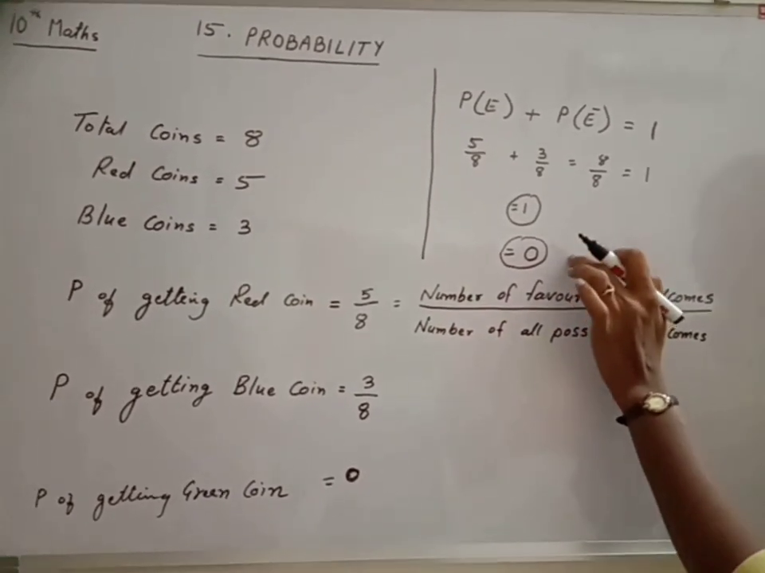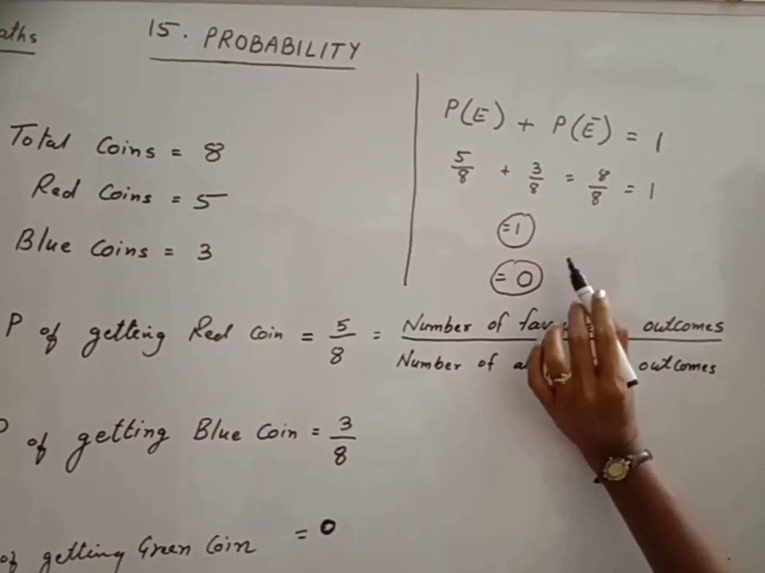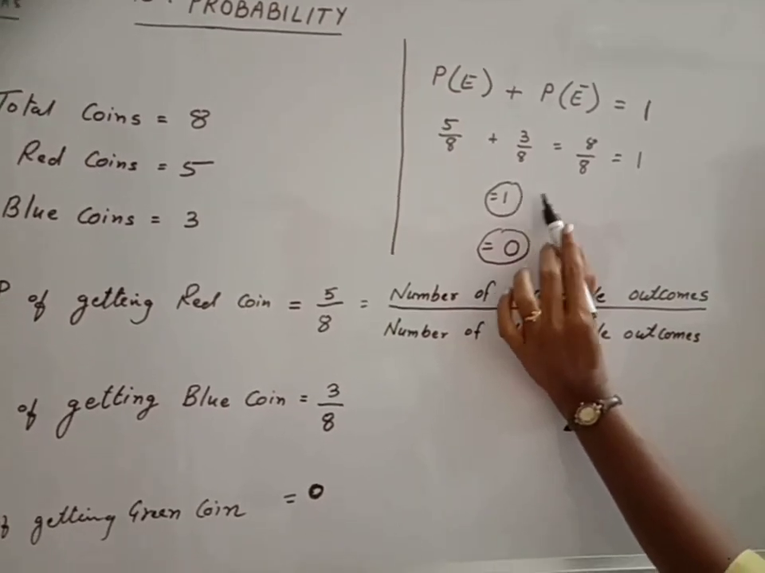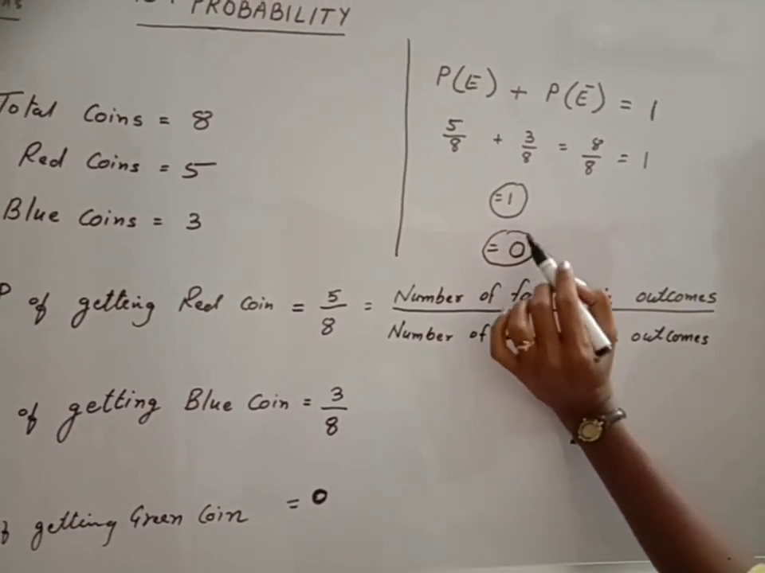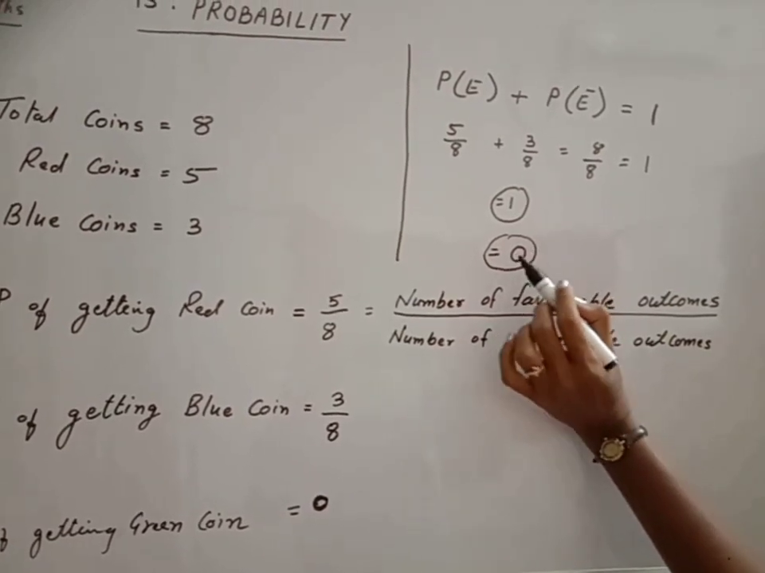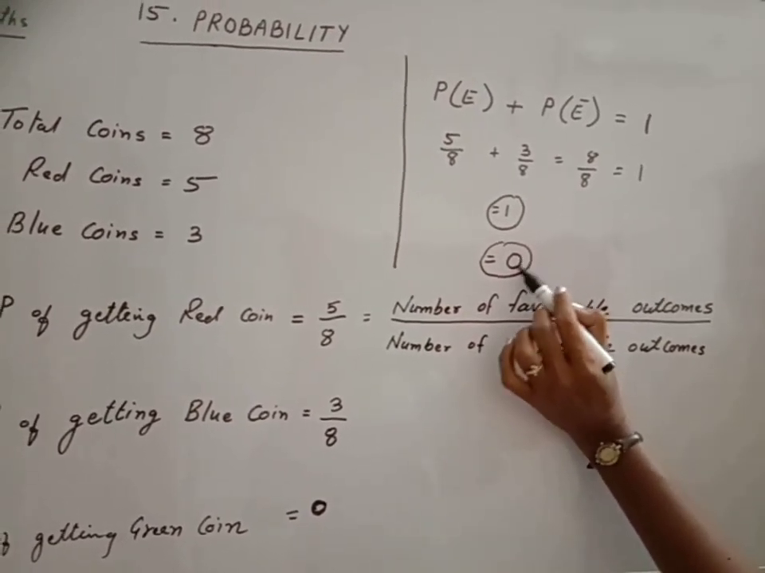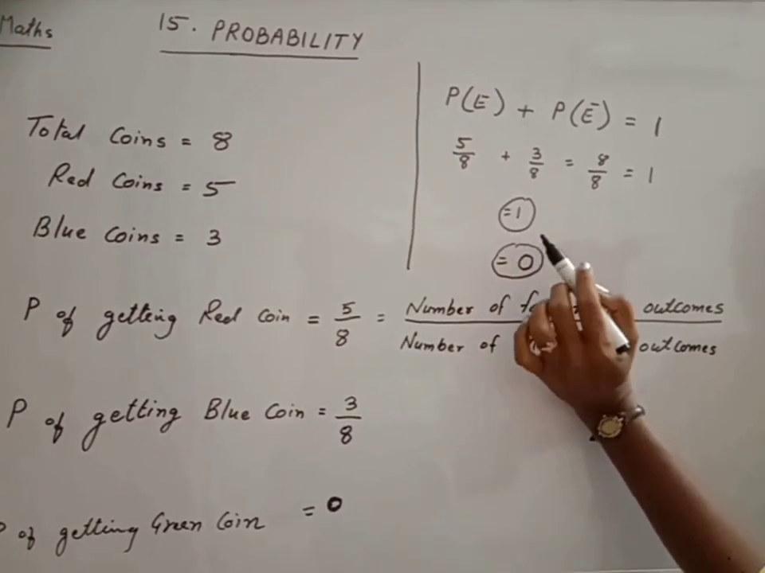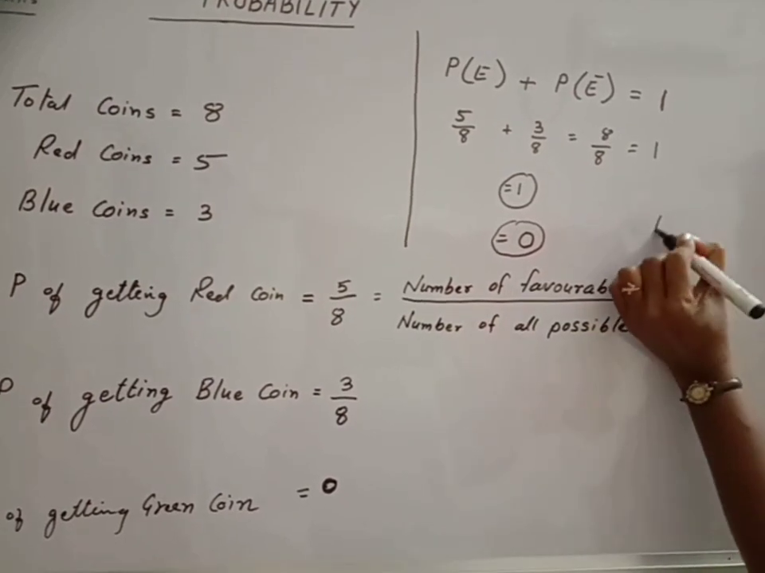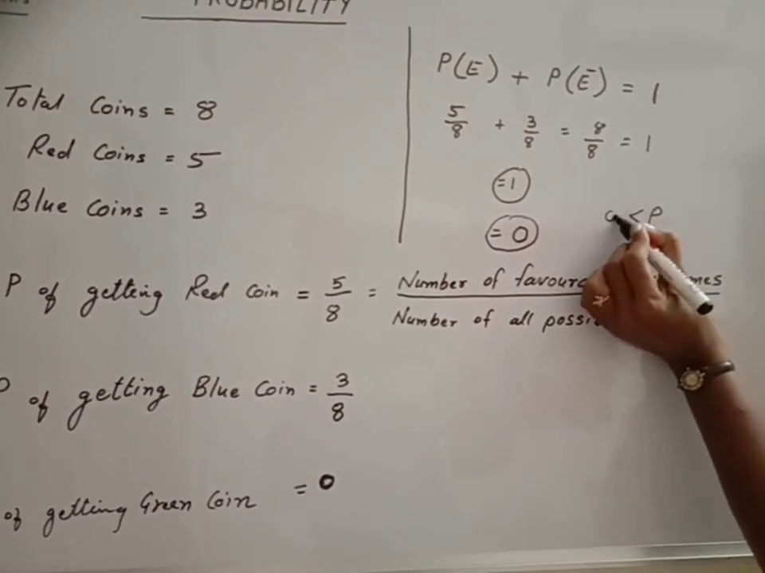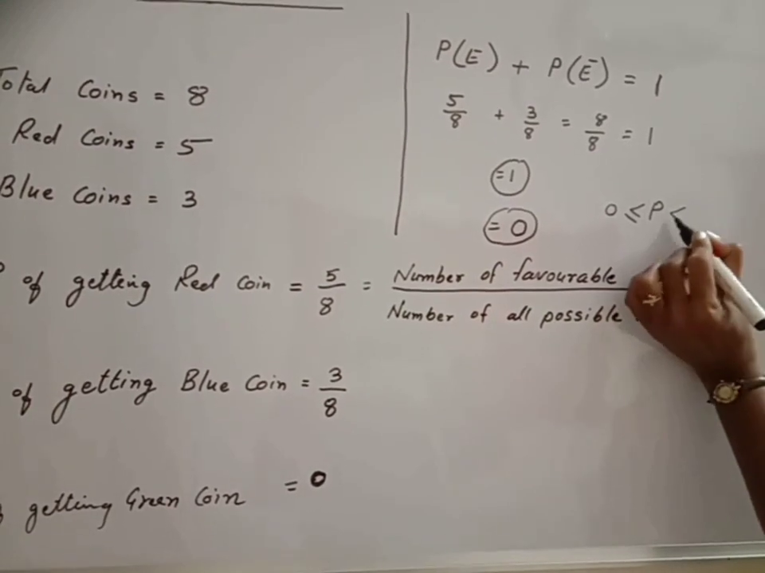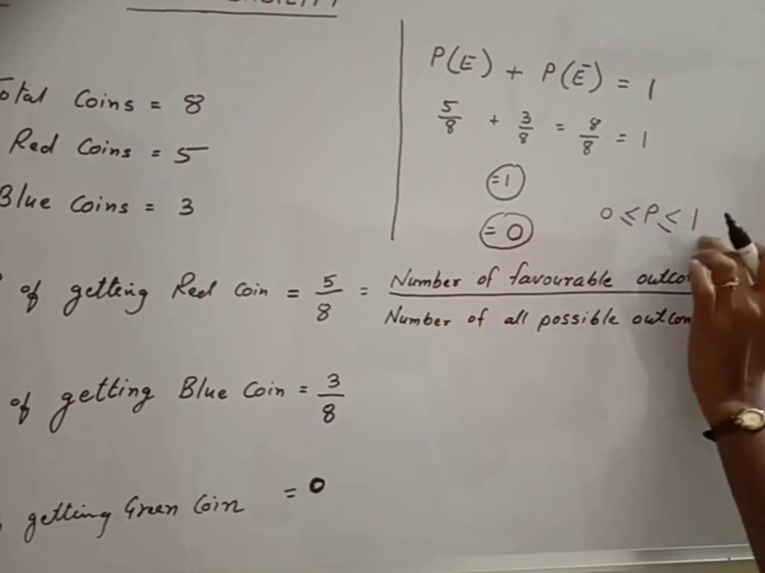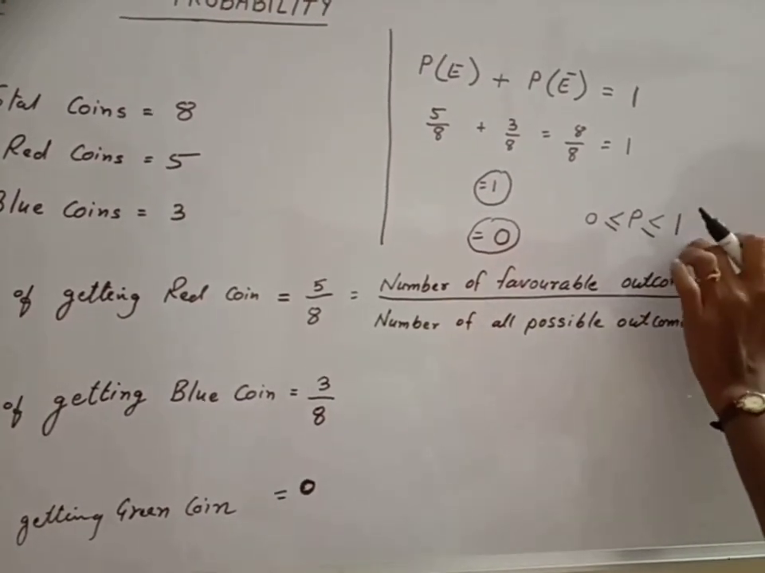One more thing. The value of probability always lies between 0 and 1. That means the probability is never more than 1 and never negative. If it is impossible, it will be 0. So the probability is greater than or equal to 0, and less than or equal to 1. The value of probability is always between 0 and 1, or may be 0 or 1.